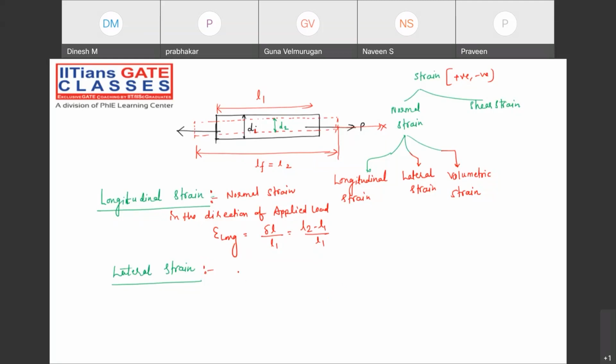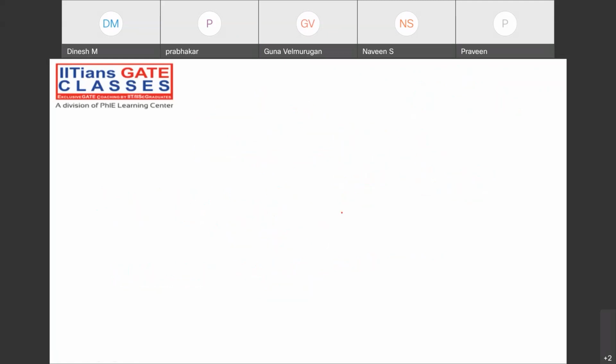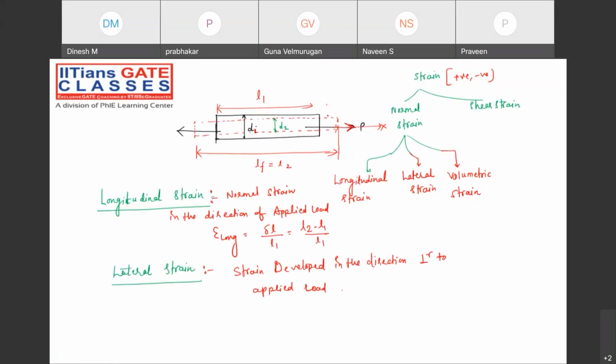Now, when I talk about the lateral strain, it is the strain developed in the direction perpendicular to the applied load. The load has been applied in this direction. Wherever the strain is developed in this direction, perpendicular to that load, that is called lateral strain. And how to calculate the lateral strain? Suppose the y direction, and this perpendicular direction will be my z direction. Either you calculate in the y or z direction, because it's a cylinder, both will be the same thing.